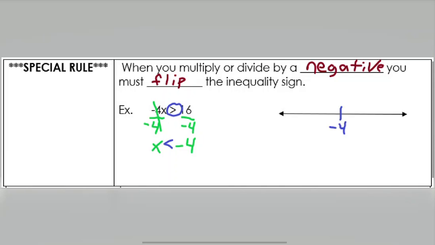And I can show that on my number line here by putting my numbers on my number line, and then I put a circle above -4, and now my final answer is x is less than -4, so I can draw my arrow to the numbers that are less than -4. And this is my graph for my final solution.